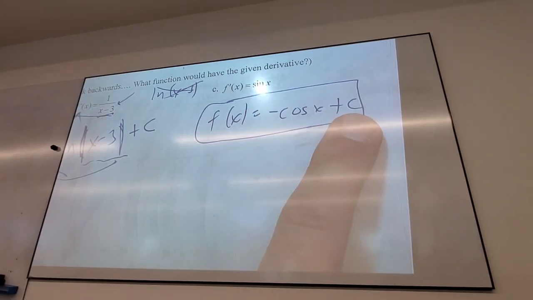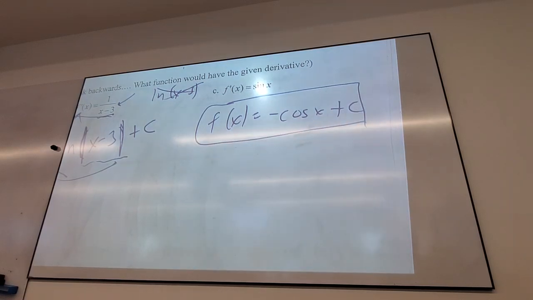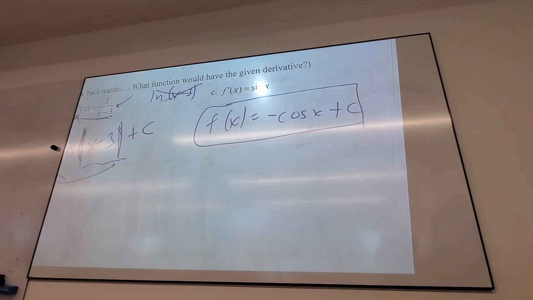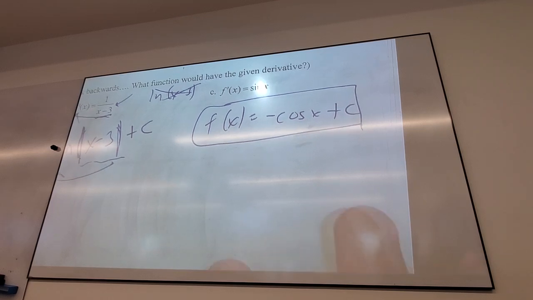How would I figure out what that was? I'd have to be given more information. If somebody told me, oh yeah, f of 0 was 7, then I could figure out what C was. Okay?